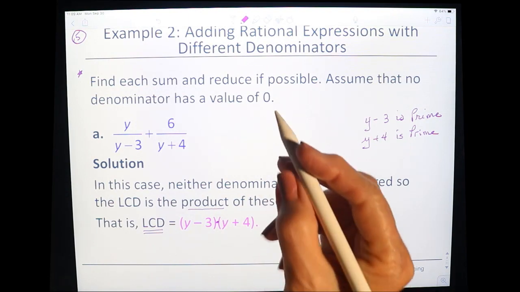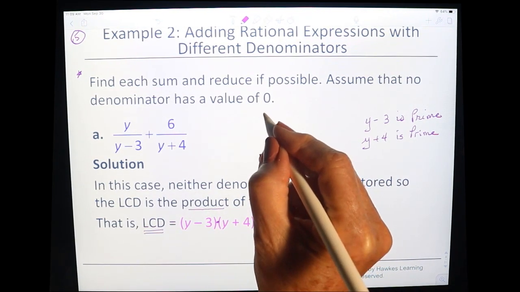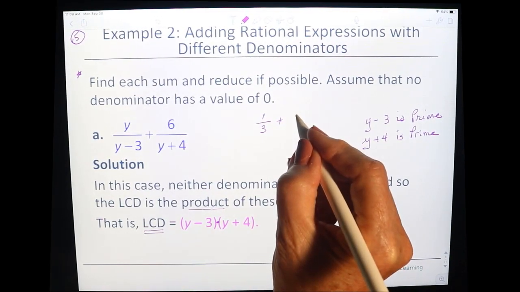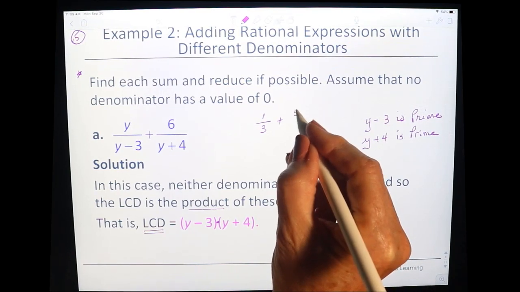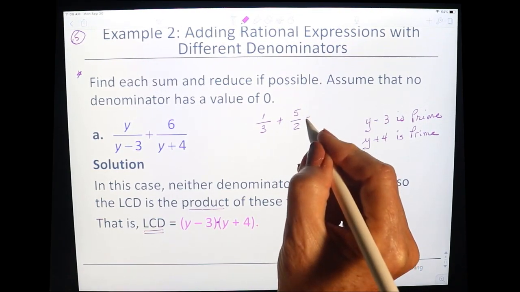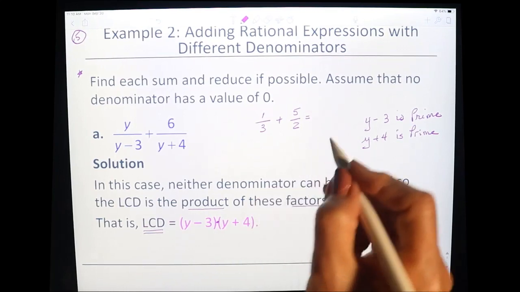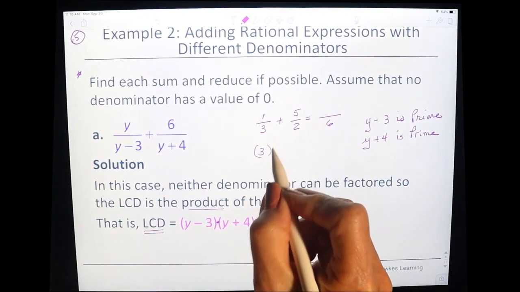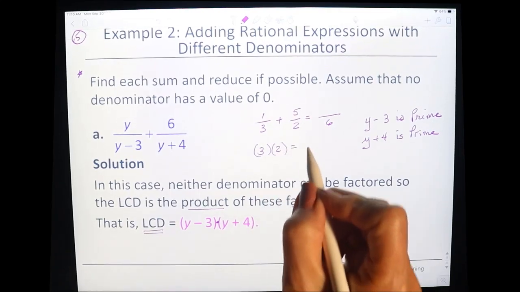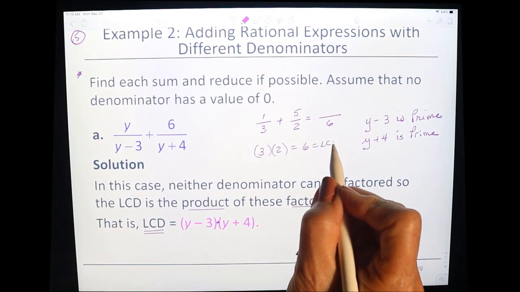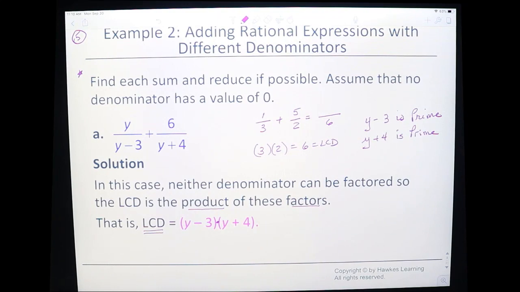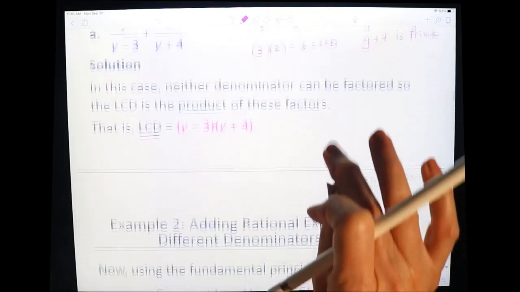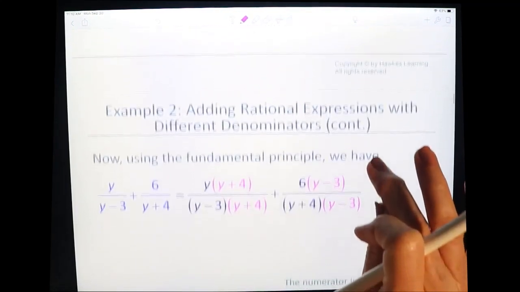That's sort of like if you had a simple fraction, 1 over 3, and you were trying to add that to, I don't know, 5 over 2, you can see that the LCD would have to be a 6 because you would form the product here of the prime 3 and the prime 2 to get the LCD. So numerically, that's how that would look. Algebraically, it's going to be the product of y minus 3 times y plus 4. So let's go down here and see what happens next.